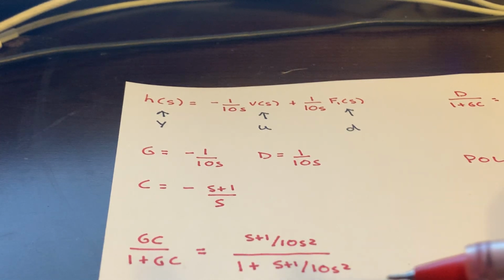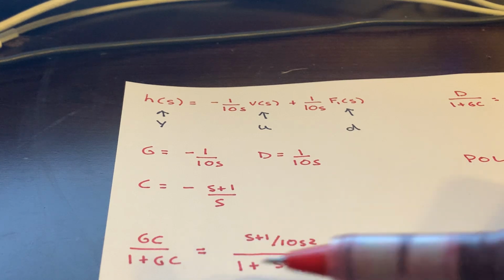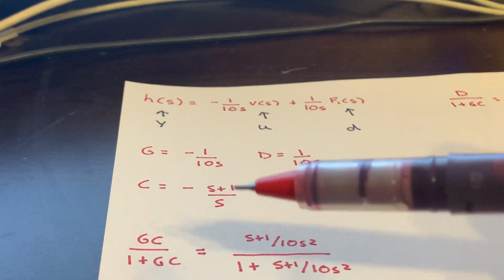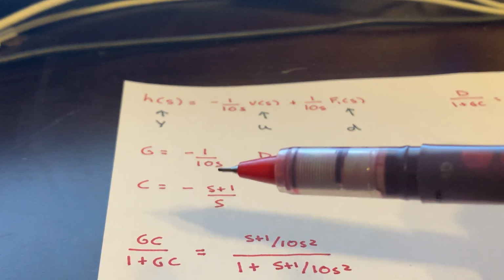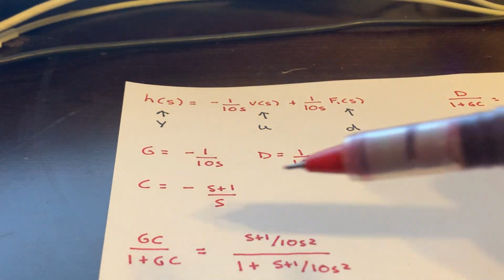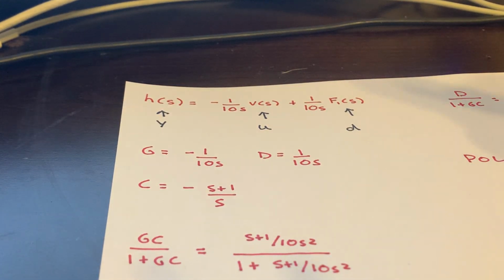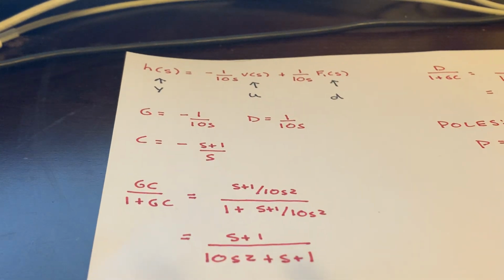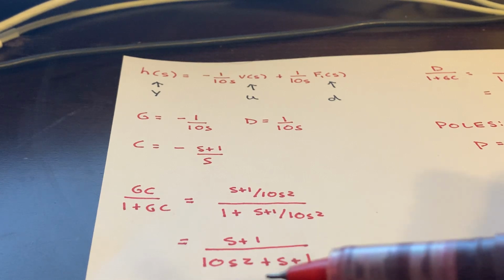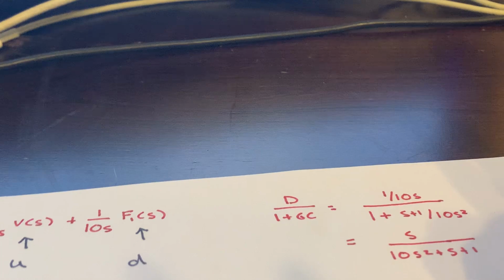So starting with the set point transfer function, here's the GC term, so we get S plus 1 all over 10S squared. So here we have the S plus 1, and then we're multiplying the 10S by S, so that gives us our 10S squared, and then the minus signs cancel out. So we get a positive number. And then that's 1 over S plus 1 all over 10S squared. And then when we multiply top and bottom by 10S squared, we get S plus 1 all over 10S squared plus S plus 1. And so that's your first transfer function.